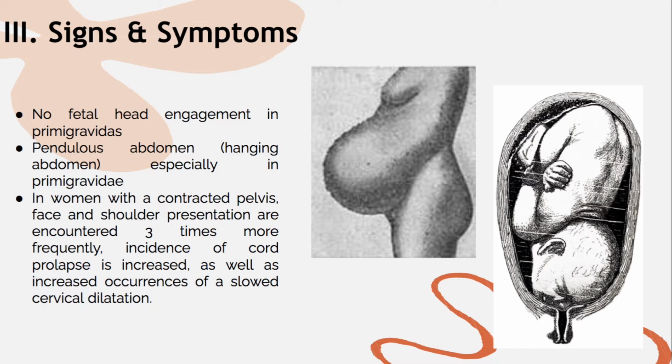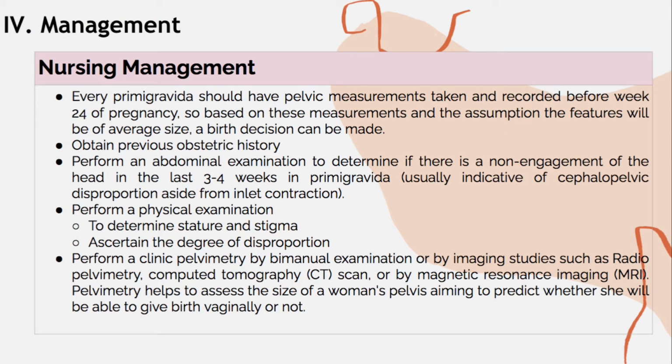And in women with a contracted pelvis, face and shoulder presentation, such as this picture on the right, are encountered 3 times more frequently. Incidence of cord prolapse is increased, as well as increased occurrences of a slowed cervical dilatation. In the face presentation, the chin is not tucked, inhibiting the engagement of the head and slowing down the labor process. There are numerous management techniques that one can do in order to prevent or reduce the risks of a difficult labor and deliver the neonate safely and healthy.